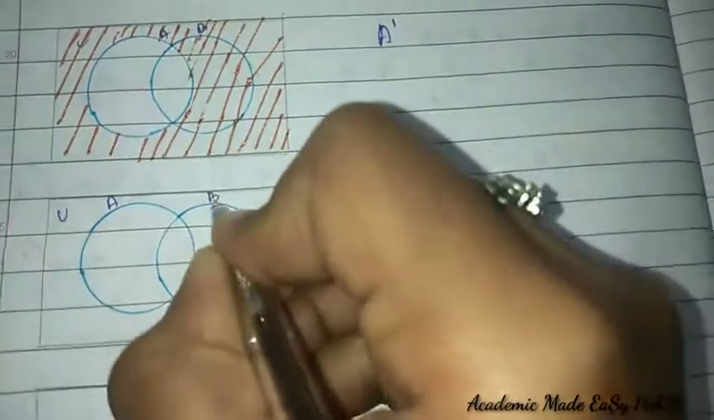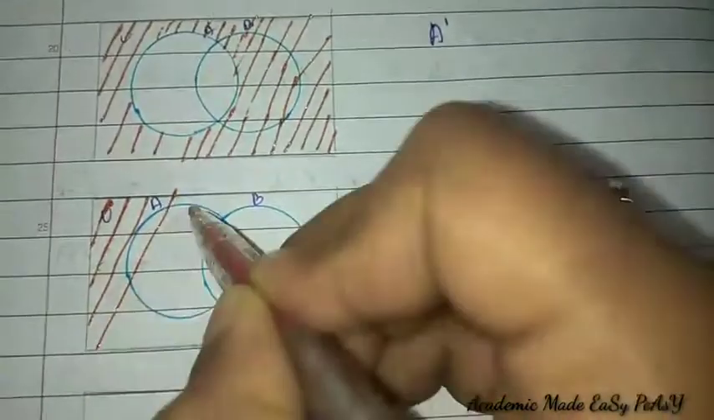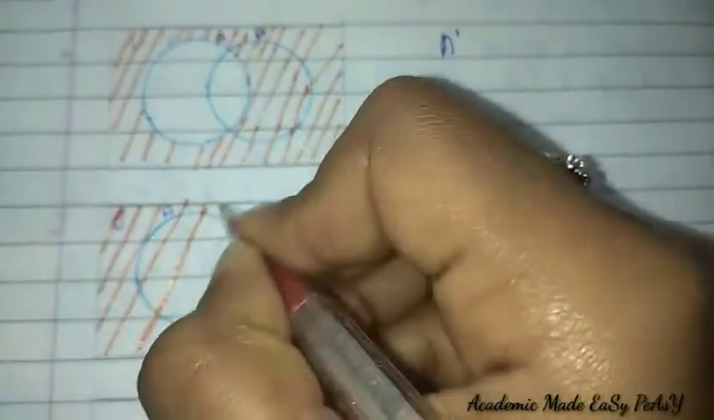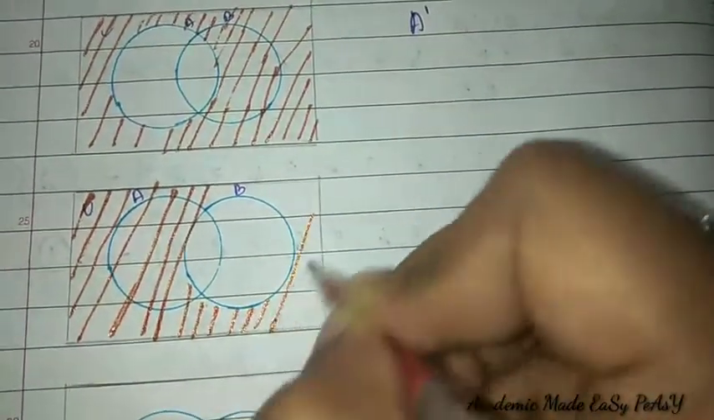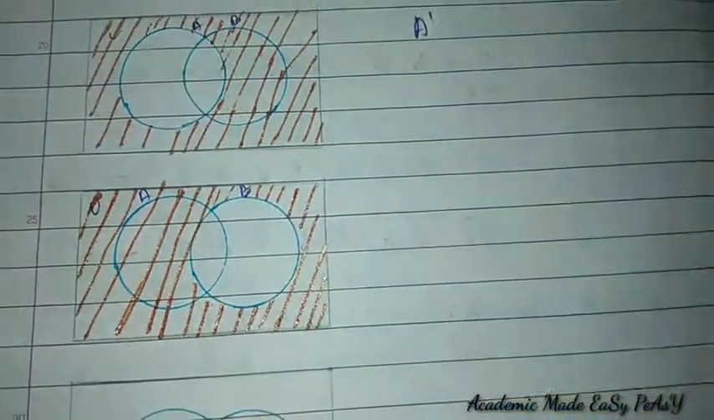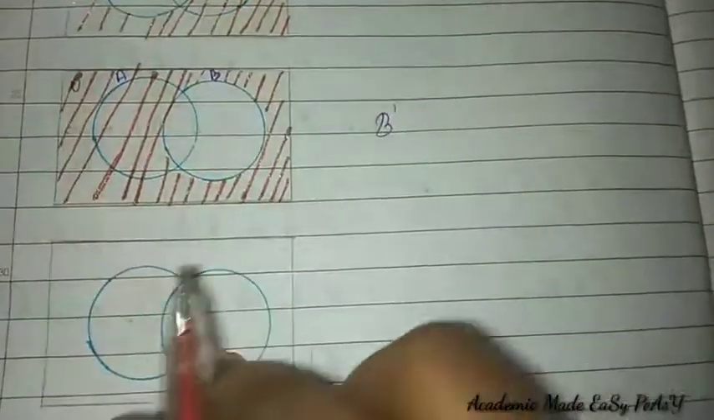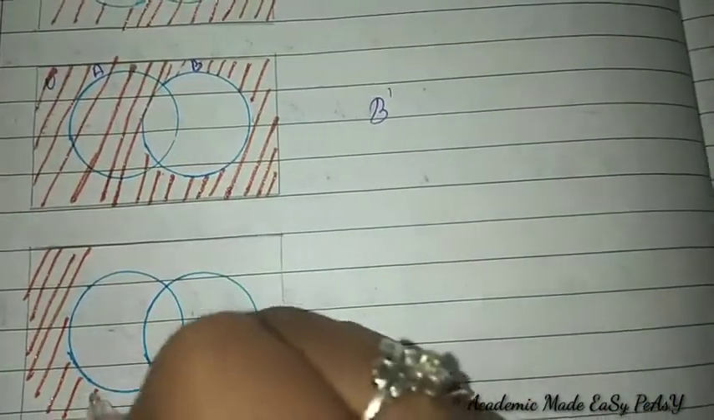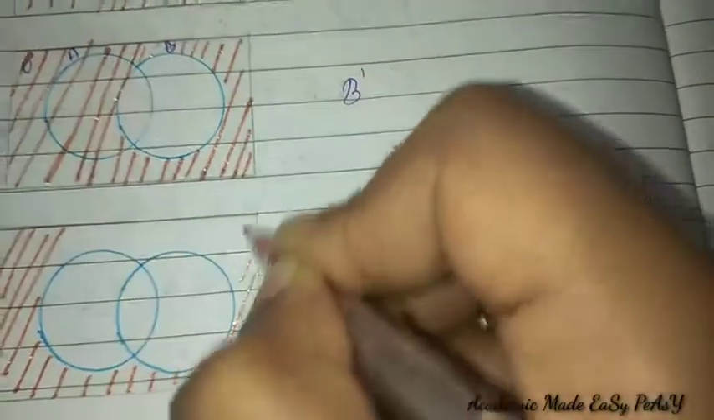This will be A, B and U. Here also U, A, B. Now what will be my B dash? Except the circle B, or set B, I will be shading the other region. So this is my B dash. Here it means the two shaded parts will be intersected. Therefore, I will be shading only this part, the region shaded in both the cases.